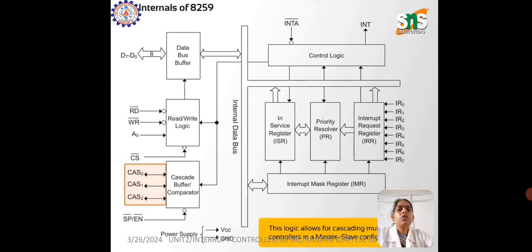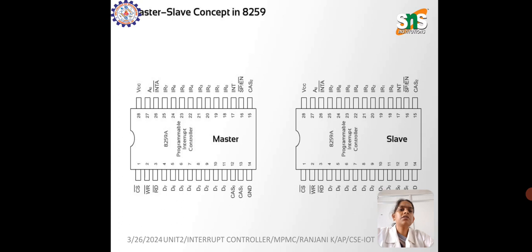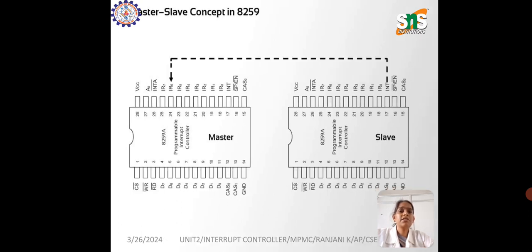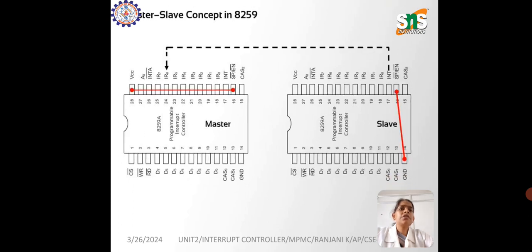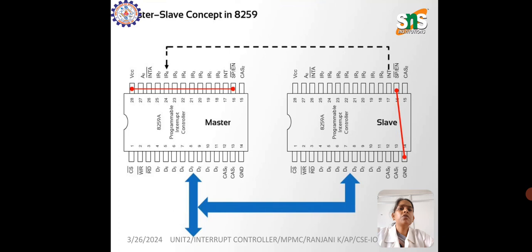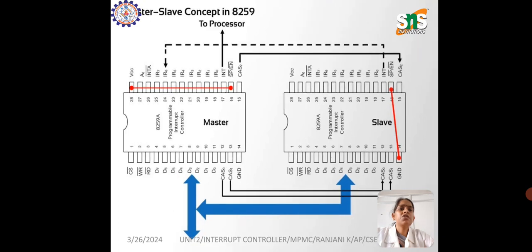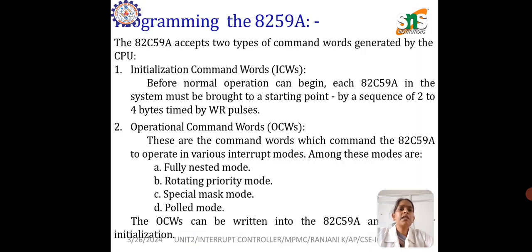This is the overall diagram of the cascade buffer, where the 8259 acts as a master, and it also acts as a slave. These are the pin configurations of the master and slave concept of the 8259, showing how they are connected with each other for communication purposes. The programming of the 8259 accepts two types of command words generated by the CPU. One is the initializing command word and the second is the operating command word.